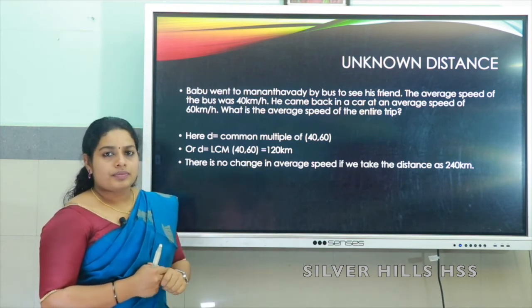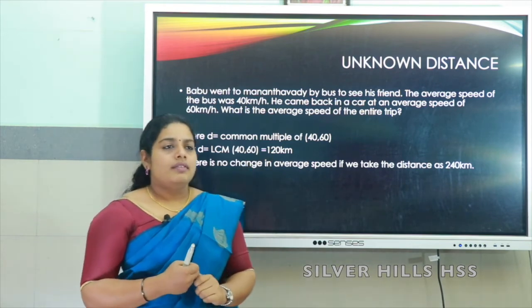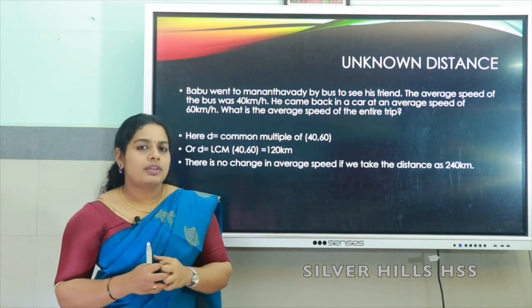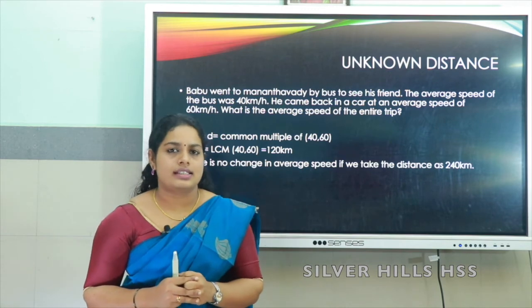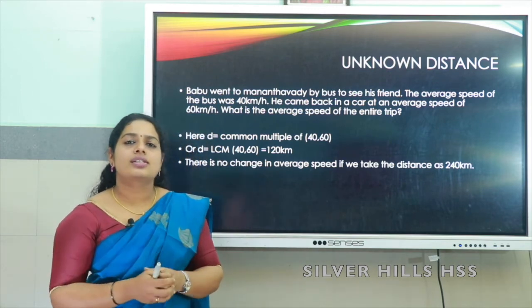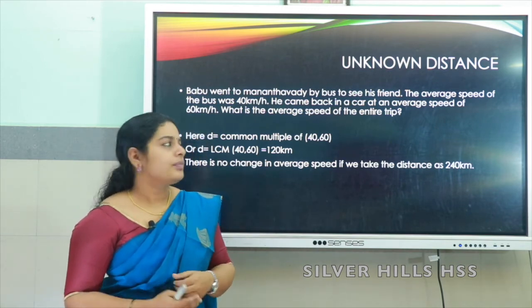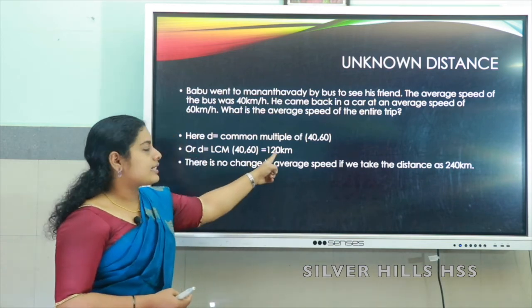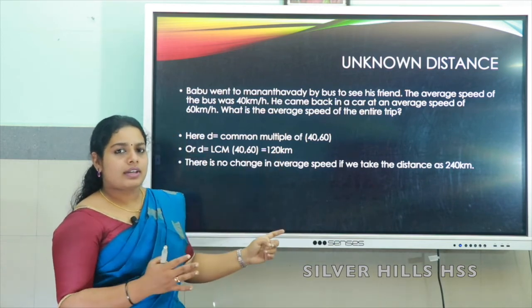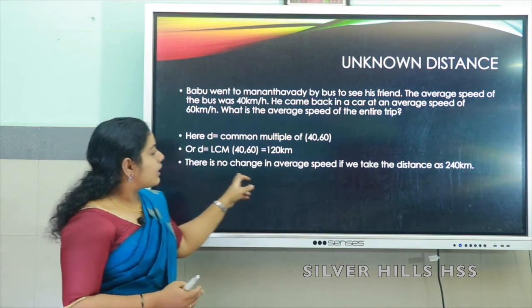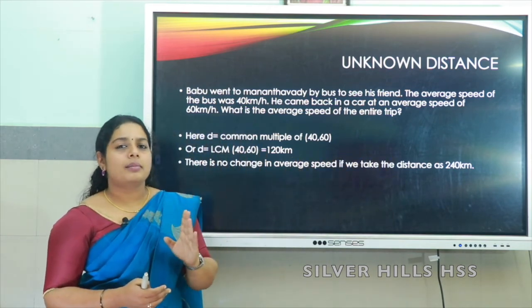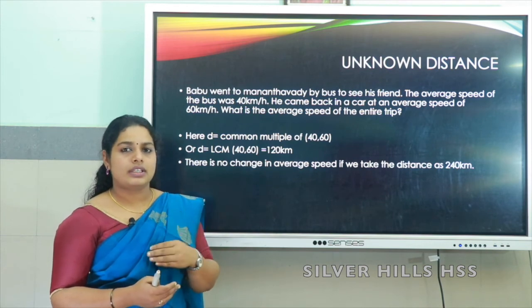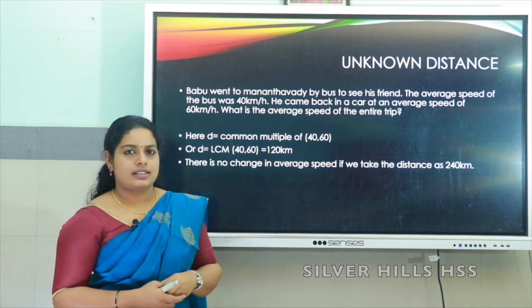After studying this chapter, we will know that the average speed is independent of the distance. That means if we change the distance, the average speed won't change. If you take the distance as 120 kilometer, we will get an average speed. But if you take the distance as 240 kilometer also, the average speed remains the same. That is, the average speed is independent of the distance.